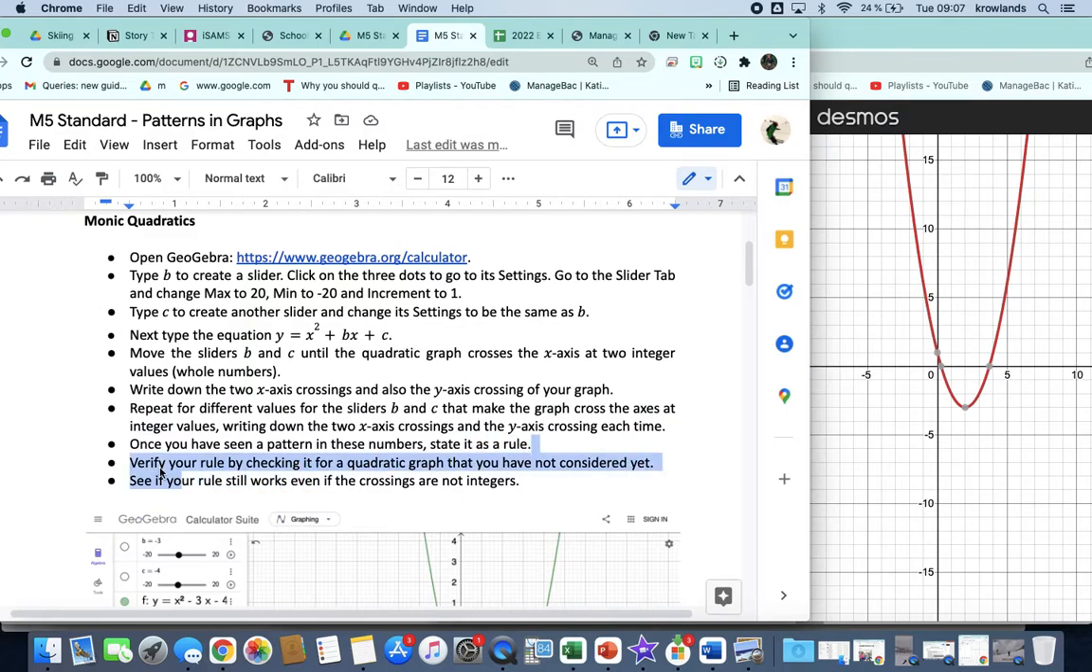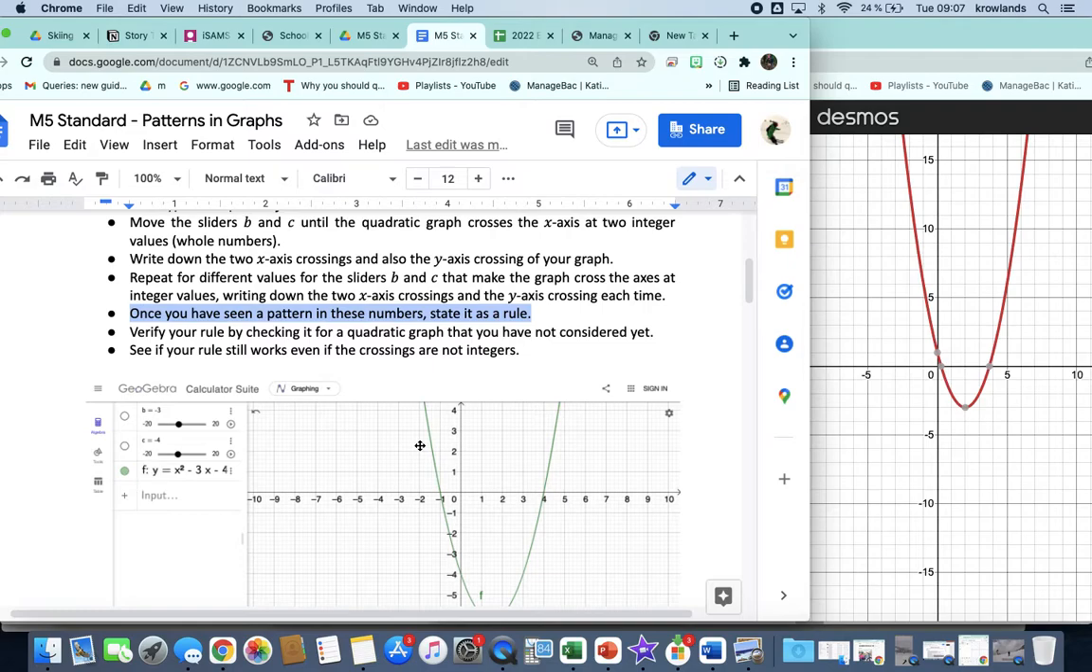Then, once we've found a rule, we're going to state the rule. So maybe you're going to think about, what are the rules for factorising quadratics? Does it link with a graph? Once you've stated the rule, verify means to do the problem once more with another value to see if it works for the quadratic. And then finally, see if the rule works if the numbers are not integers.